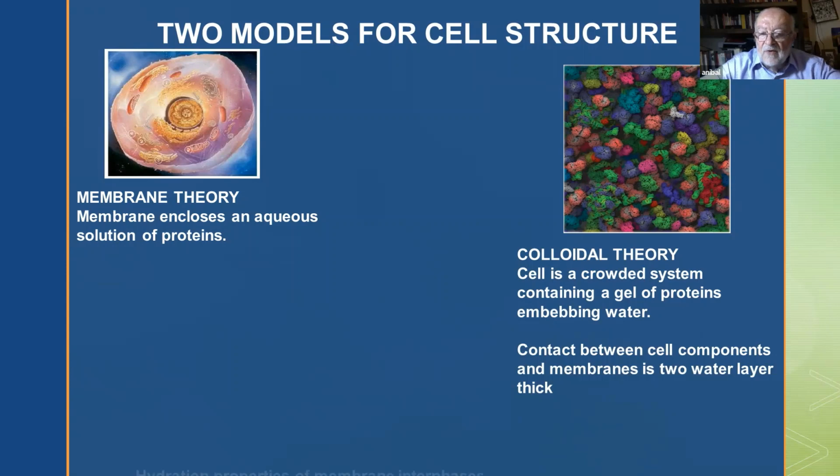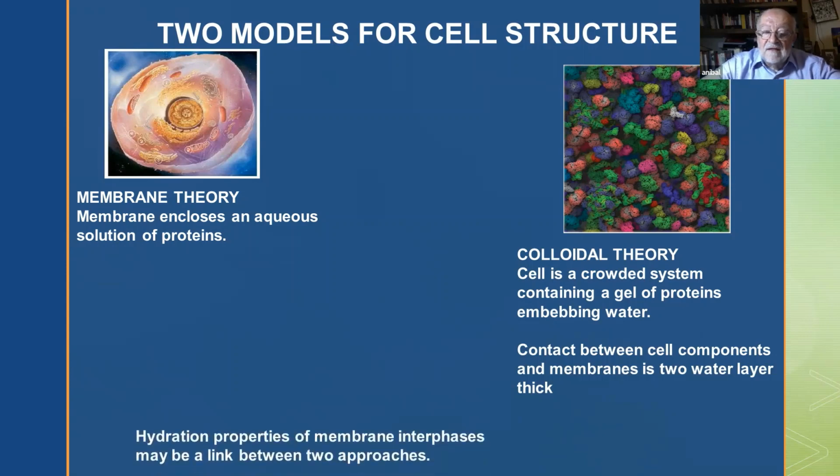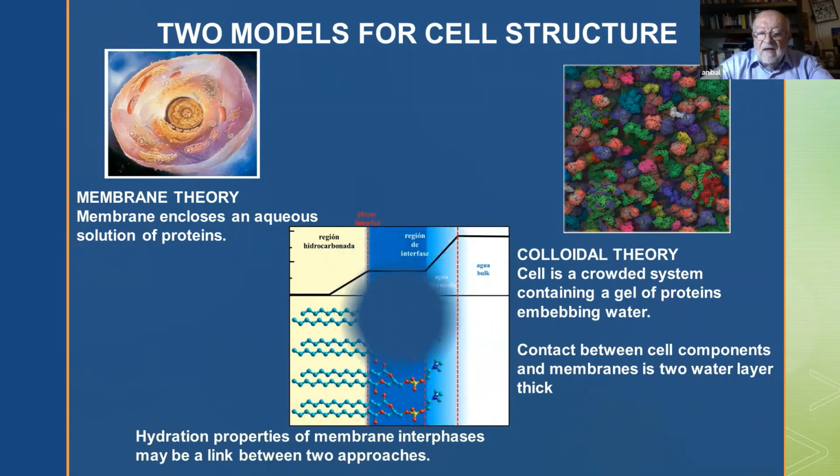In this last model, the proposal is that cell components are close enough and in fact are in contact, having at most 2-3 water layers. So in this context, it is appropriate to study the hydration properties of the membrane interfaces that may act as a link between the two approaches in order to compatibilize metabolic events with membrane events.